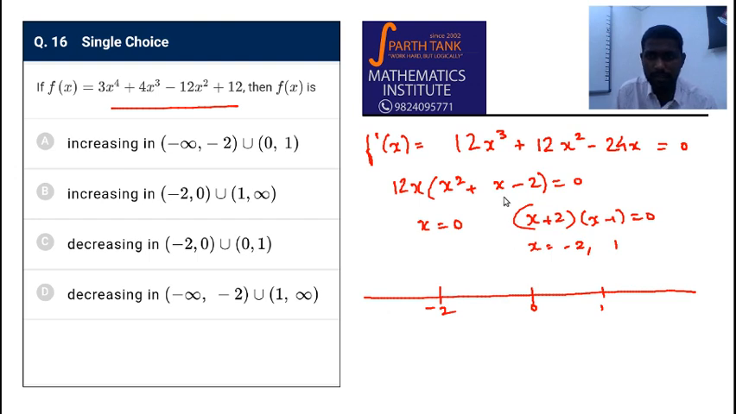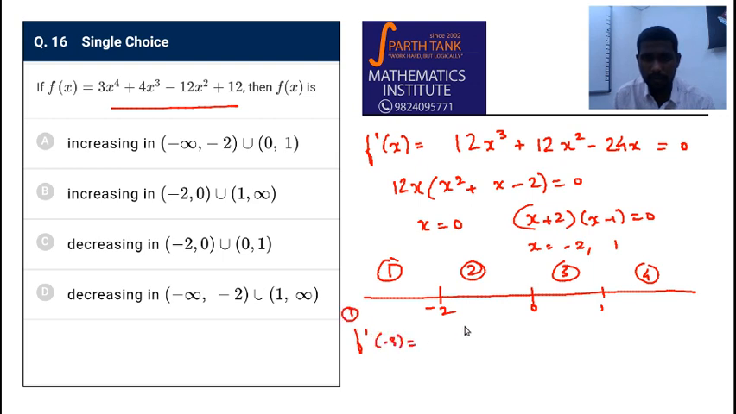All you have to do is substitute one value in each of these intervals and see where it is maximum or minimum. So, for the first, second, third and the fourth regions. For the first region I choose x is minus 3. So f dash of minus 3 would be, forget about the 12 and I just substitute here, minus 3 into 9 minus 3 minus 2 is a negative number, 4 minus 12 basically. So here f dash is negative.